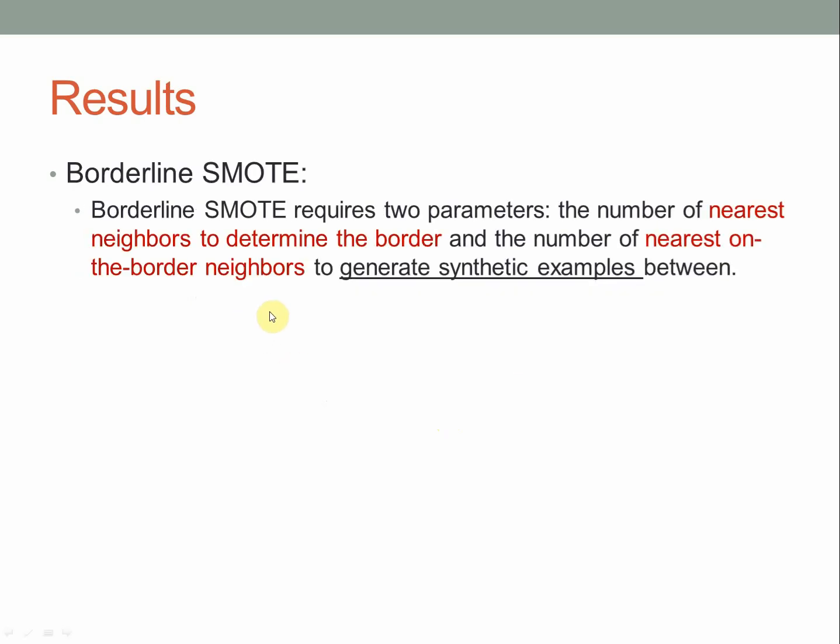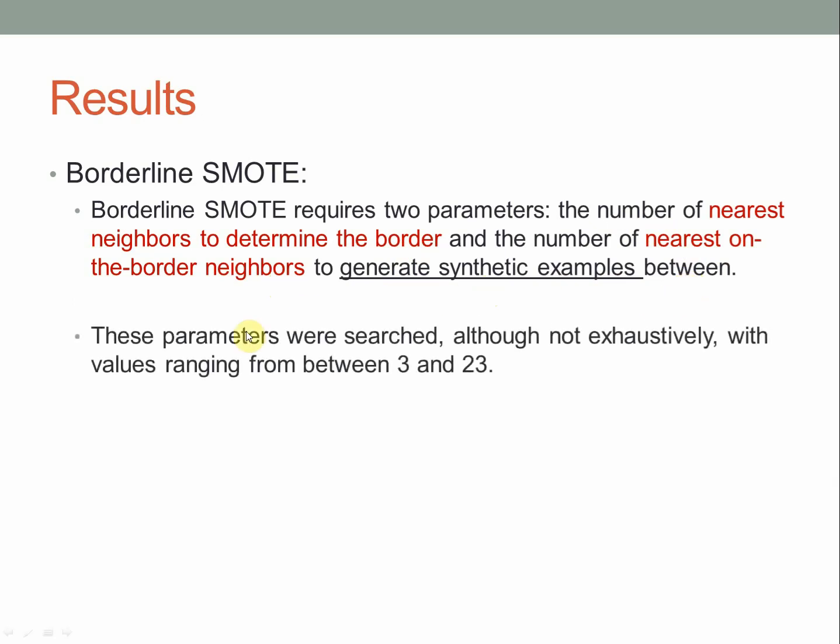Borderline SMOTE requires 2 parameters because first of all, it needs to look into the k-nearest neighbors to determine the border. So it needs to identify the borders and understand which nodes are in danger first. And then for those in-danger points, we also need another parameter, the nearest neighbors on the border, to generate synthetic examples between. And that's why borderline SMOTE has 2 parameters.